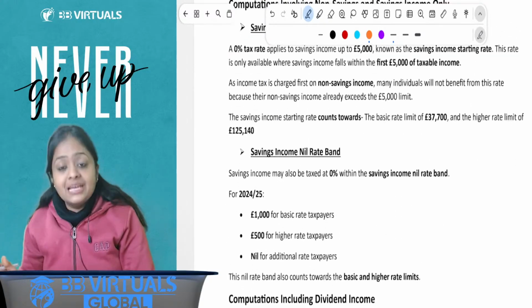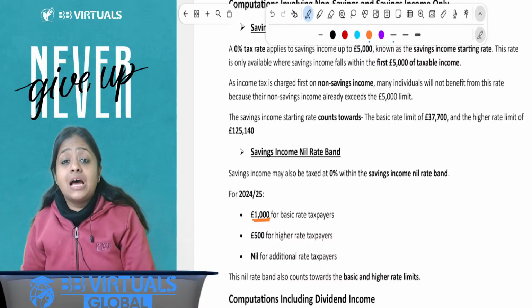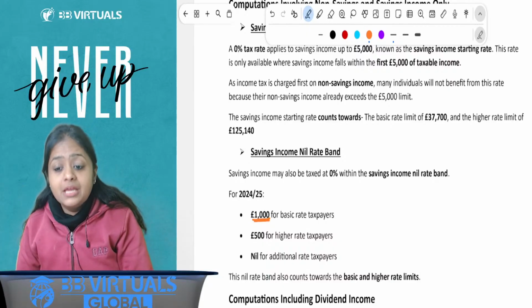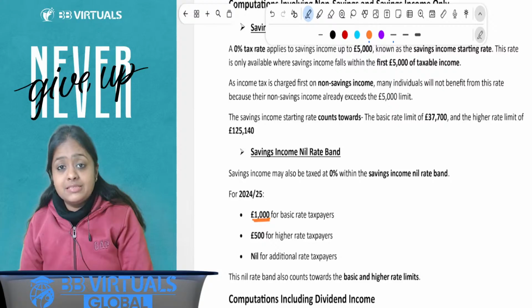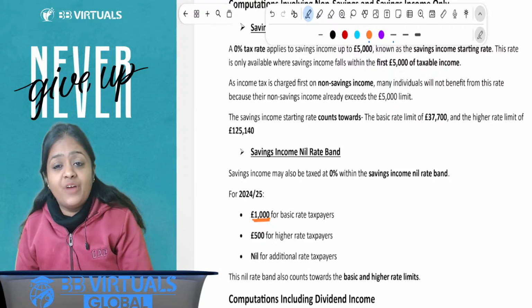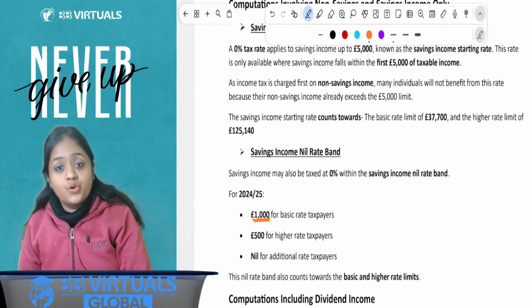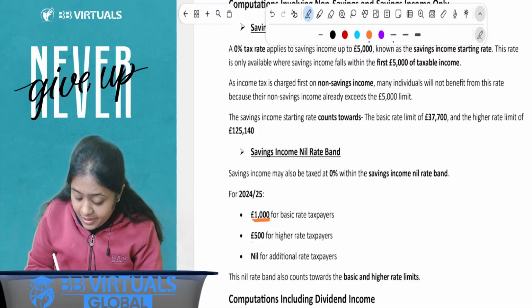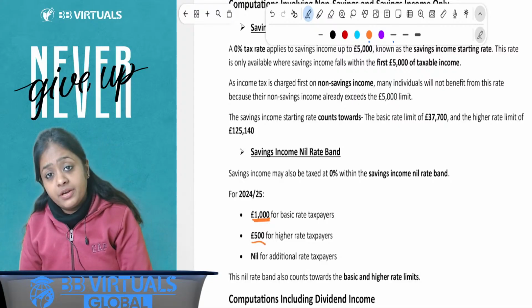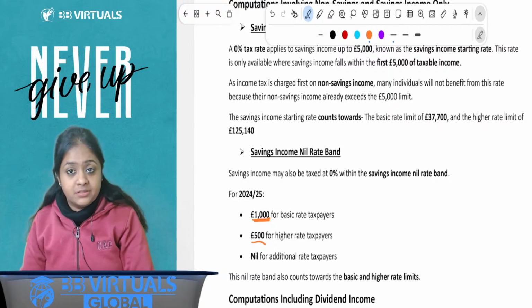So for a basic rate taxpayer, he will get 1,000 in addition to your starting 5,000 nil rate band. He will get this 1,000 as the savings nil rate band. That means in addition to the 5,000 starting nil rate band, this 1,000 will also be taxed at 0%, like we did yesterday in the examples. Then for a higher rate taxpayer, this amount is 500, and for an additional rate taxpayer, there is no savings nil rate band applicable. Clear?